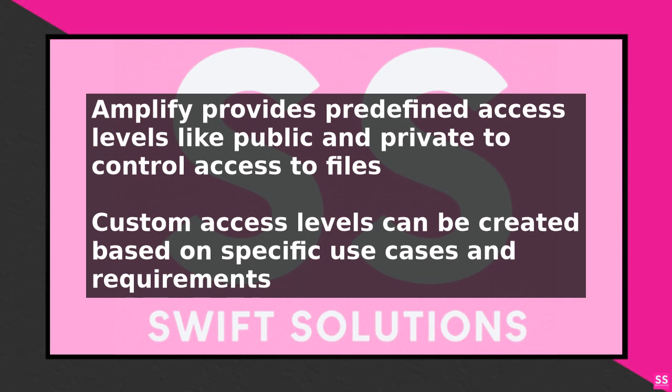To optimize your Amplify storage, you can use caching and content delivery networks. Caching allows you to store frequently accessed files in memory, which can improve performance and reduce latency. Content delivery networks allow you to distribute your files across multiple locations, which can improve performance and availability.